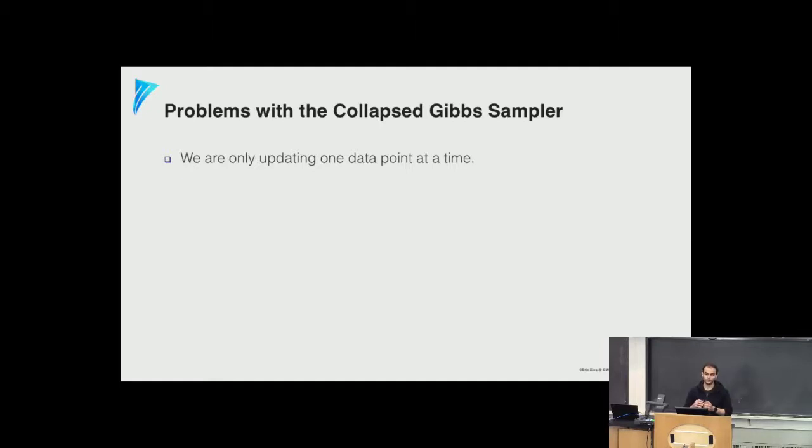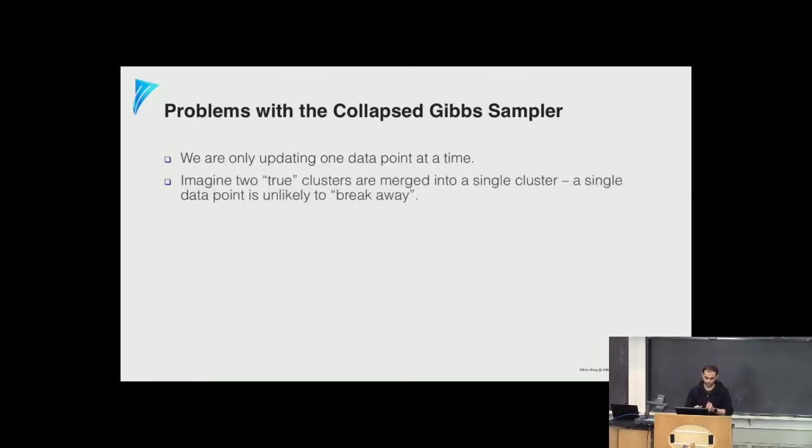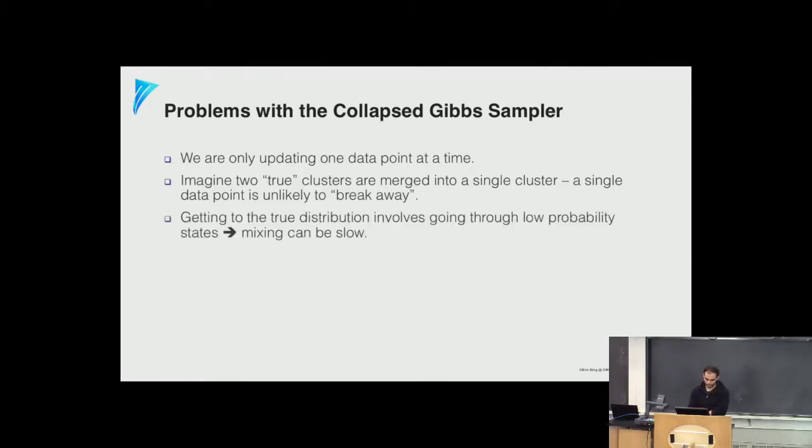Also, what if the initialization was bad? If the true clusters were somehow merged initially into a single cluster, then, the way that I described it, we start from a single cluster and try to break points out one by one. In this case, it will take a very long time and a very large number of iterations to get the actual cluster assignments.